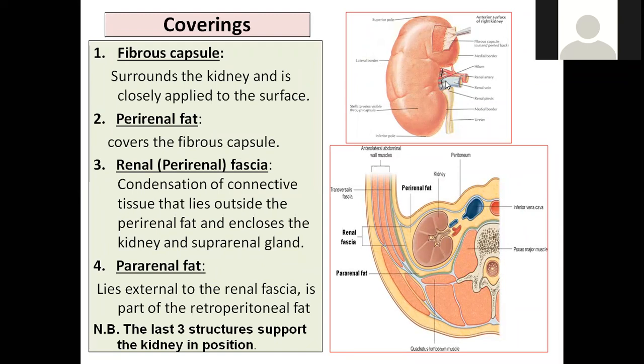Okay, Hansraj, you tell me the hilum structures in order, anterior to posterior. Renal vein, renal artery, and ureter. Very good. What is the starting point of the ureter called? Pelvis, the renal pelvis, the pelvis of the ureter. So this is nothing but the hilum. Back to front: vein, artery, and pelvis.